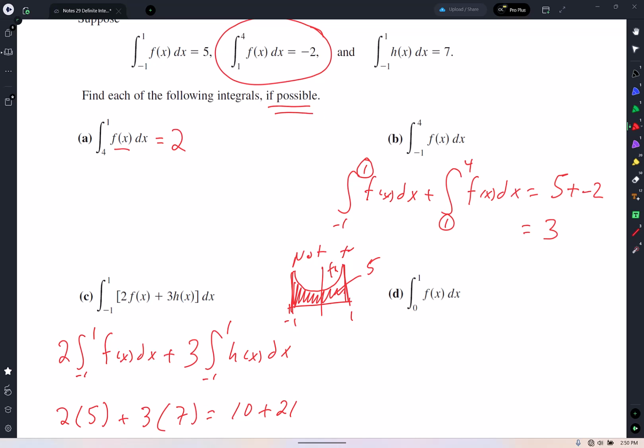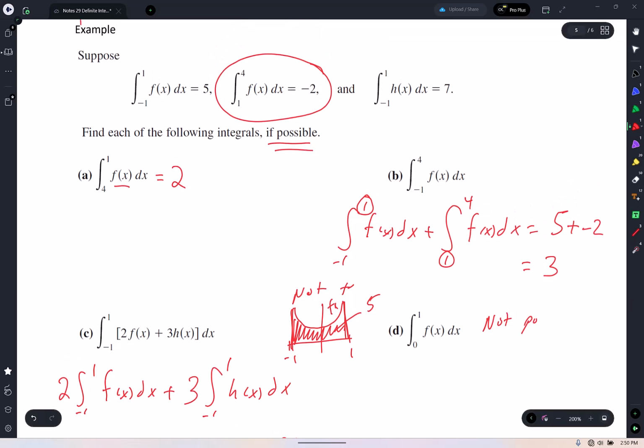Do they tell us anything about f of x being even or odd? No, so not possible, because we don't know. There's nothing you can do. You can't subtract. You have -1 to 1 and 1 to 4, and if you subtract the 1 to 4, all you have is nothing. You guys know what I'm trying to say?